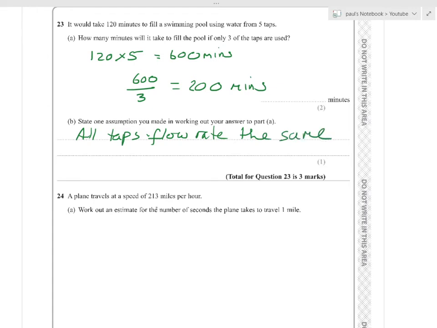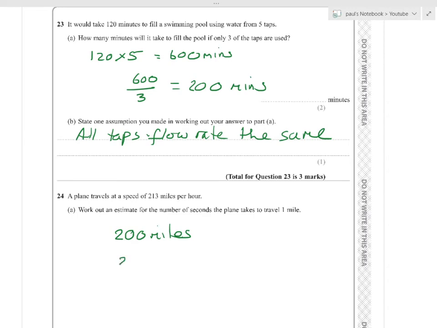A plane travels at a speed of 213 miles an hour. Work out an estimate for the number of seconds the plane will take to travel a mile. So call that divide by 6. What did I go? 200 miles. The number of seconds.